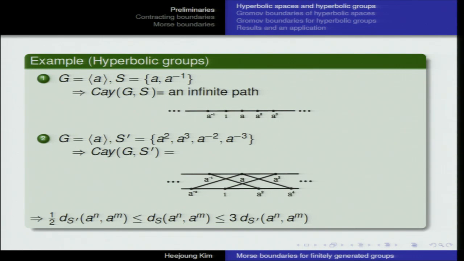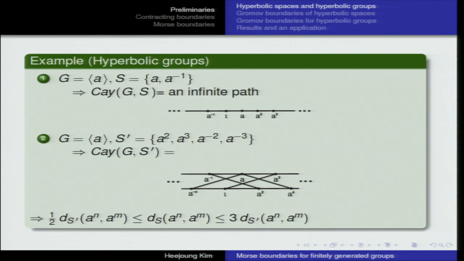Now here is an example. The example is about an infinite cyclic group. So first of all, I will pick my generating set S consisting of a and a inverse. Then as we saw, the Cayley graph is an infinite path. So this is a zero hyperbolic space. So we know G is a hyperbolic group.